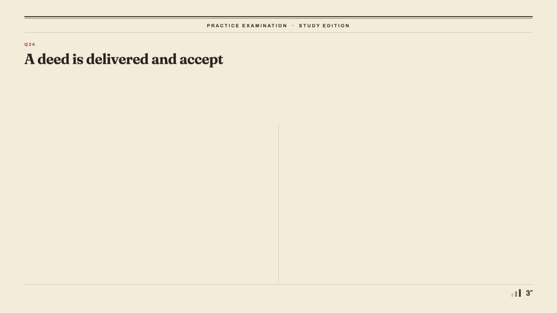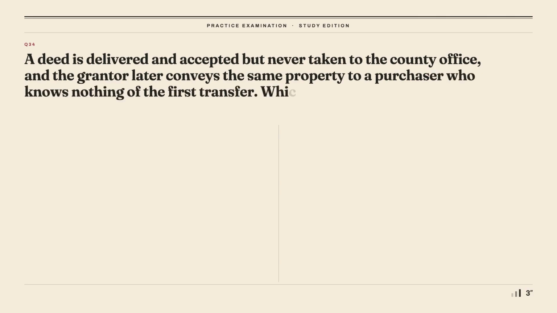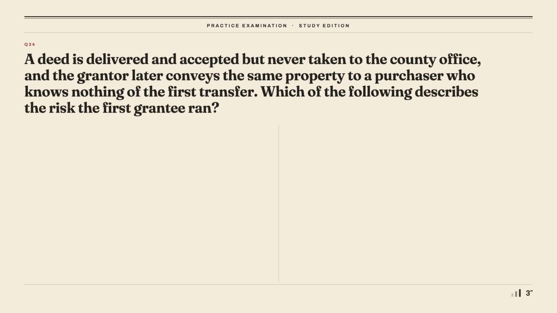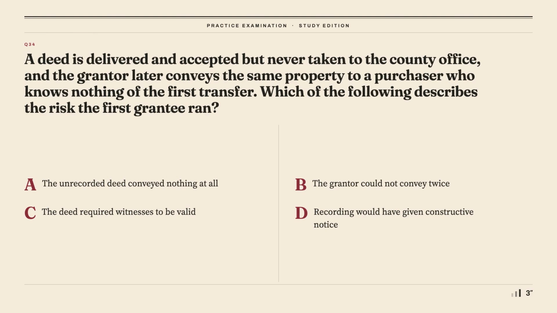Question 34. A deed is delivered and accepted but never taken to the county office, and the grantor later conveys the same property to a purchaser who knows nothing of the first transfer. Which of the following describes the risk the first grantee ran? Your options are: A. The unrecorded deed conveyed nothing at all. B. The grantor could not convey twice. C. The deed required witnesses to be valid. D. Recording would have given constructive notice. Take a second. Which answer would you pick?